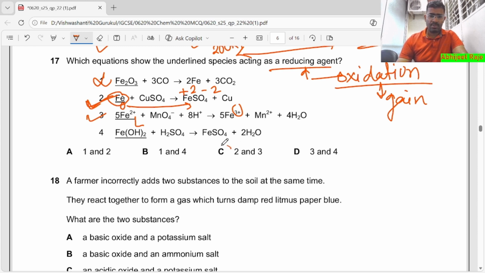Where you say 2 and 3, so option C, no need to say this also. You can directly mark and move forward. If you want, you can say this is a different reaction. This does not belong to the redox reaction.